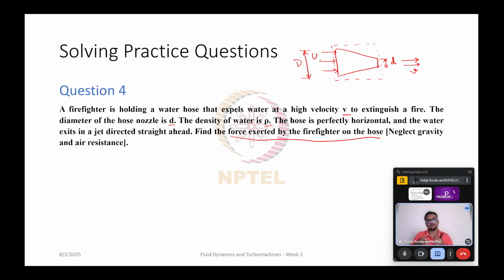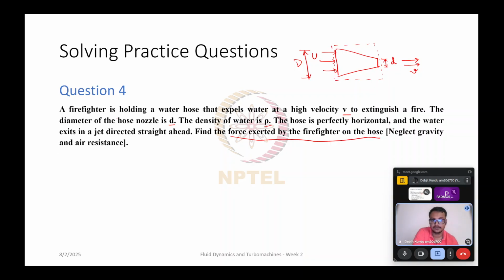So as I said, the efflux of momentum of the water through the nozzle might be greater, and it would exert some force on the firefighter. The firefighter has to apply an equal and opposite force in order to hold it steady. That force has to be computed. So let's take a look.